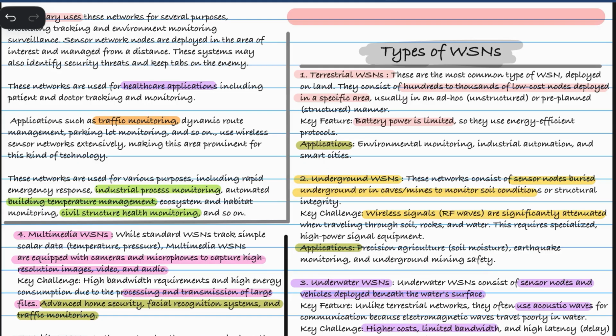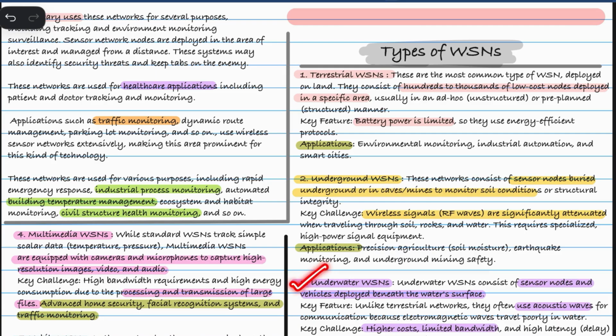Then we have underground WSN. Here the nodes are buried deep inside the soil of agriculture fields or mining shafts. The challenge is that high-frequency radio waves travel terribly through thick mud and rock underground. So the signal suffers attenuation, meaning the loss of strength. For example, precision agriculture fields utilize buried underground nodes to map soil moisture, communicating with heavy-duty signal boosters to optimize robotic irrigation, so that the irrigation valve should open.